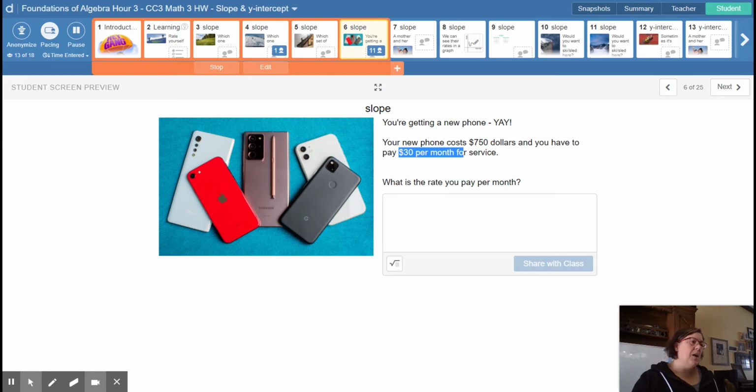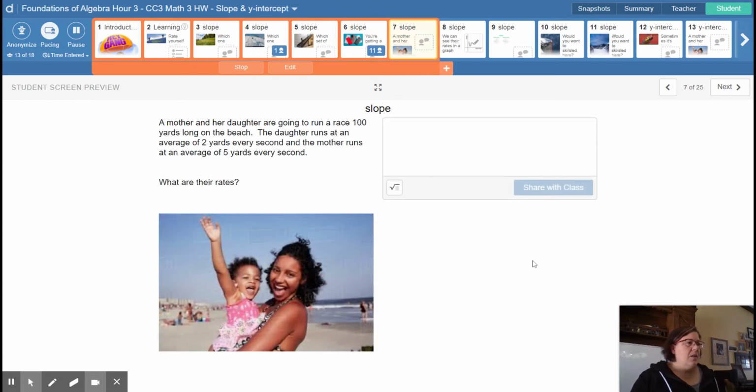So when we talk about slope, we talk about rate, how fast something happens, how much you have to pay, how much you have to pay back, how much you make babysitting, how much you make when you go out and clean off the driveway, either shoveling or snow blowing, right? 30, 30, 30, 30. All right. Take a look at slide 7.